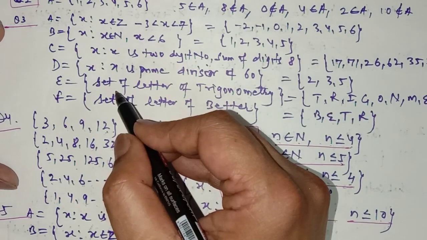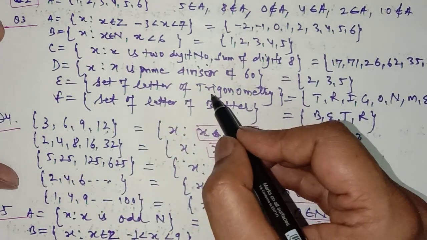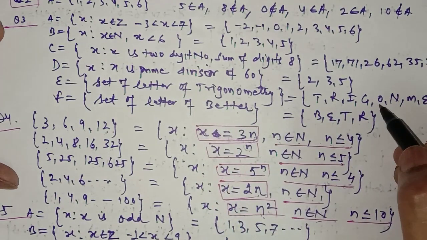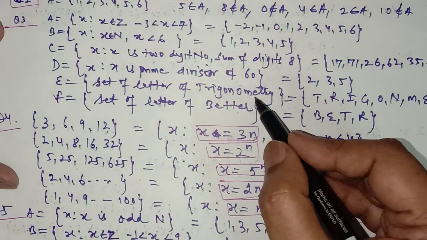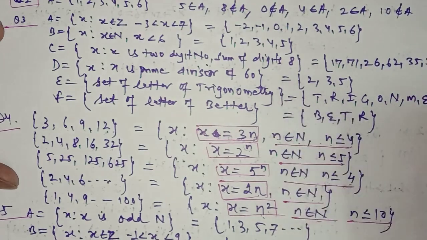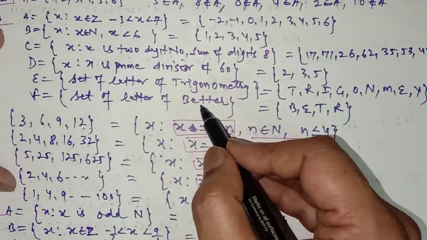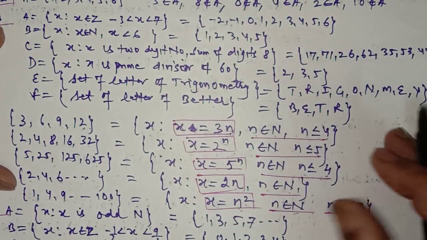Then you have to tell the set of letters of the word trigonometry. You have to write the alphabet of the word trigonometry: T, R, I, G, O, N, M. You have to write each element only once. Then M, E, T and R you have already written, and then Y. You have to write the element only once in a set. The set of the letters of the word beta, that is B, E, T, A.